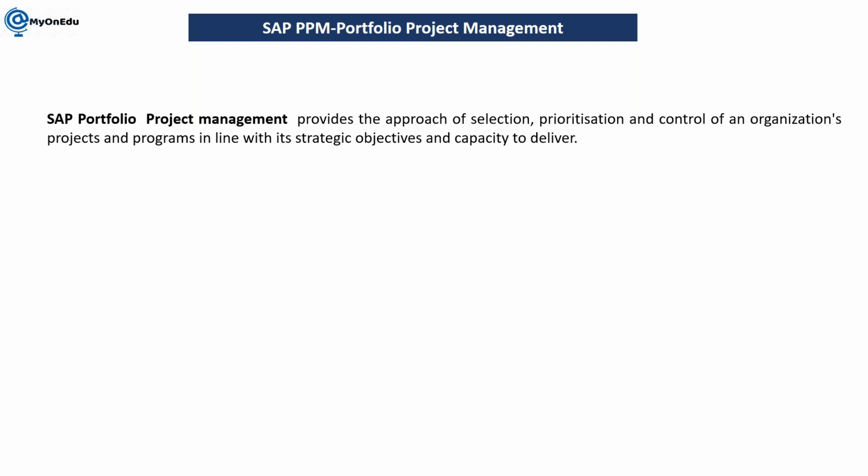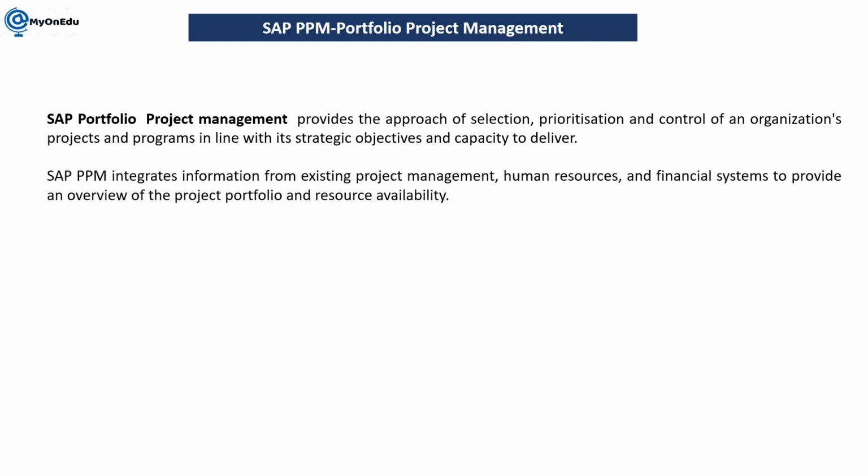Whatever projects you are going to execute have to be aligned with your organization objectives. Further, SAP PPM integrates information from existing project management, human resource, and financial systems to provide an overview of project portfolio and resource availability. Once you finalize a proposal, the project is going to start. Now it is your choice: if you want to manage your resources, you can directly connect with project management, which is another component of portfolio project management.